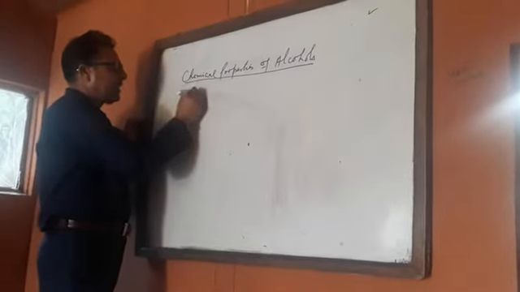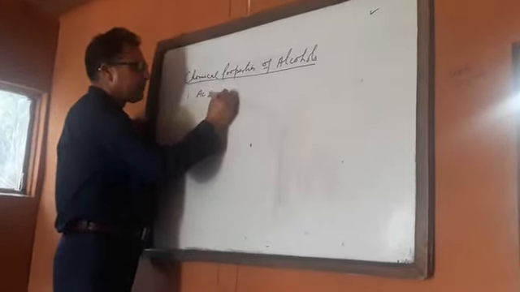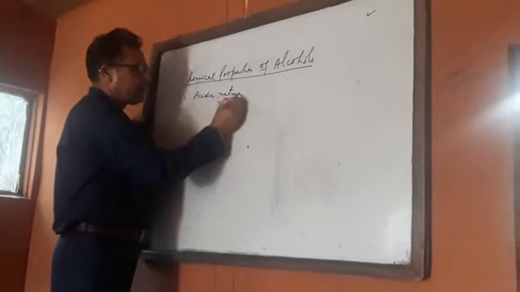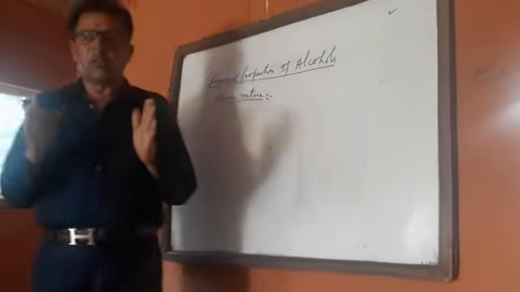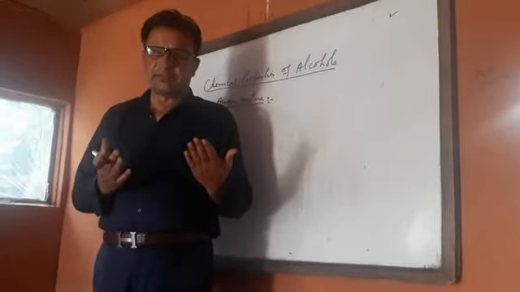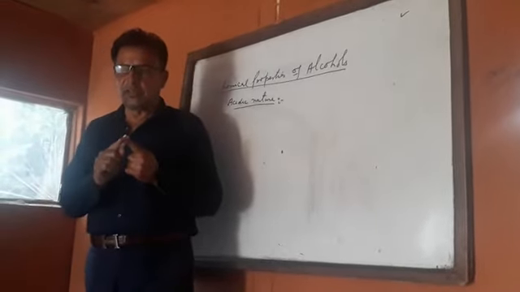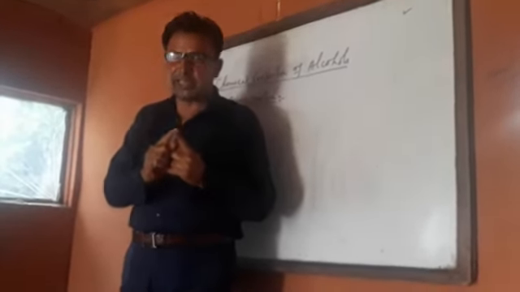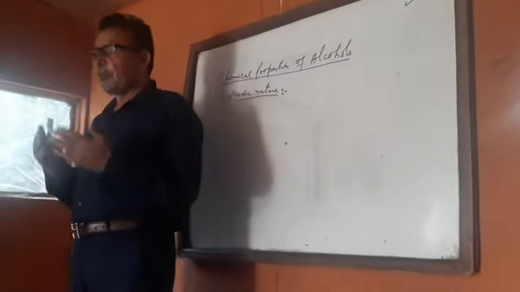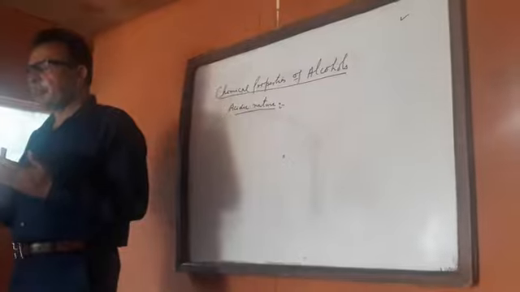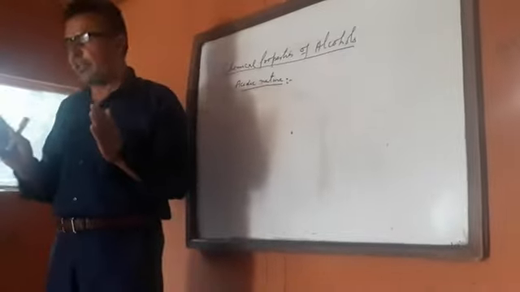First of all is the acidic nature. Alcohols are weakly acidic in nature. Therefore, they react with the active metals like sodium, potassium, aluminium, magnesium, etc. to form corresponding alkoxides.